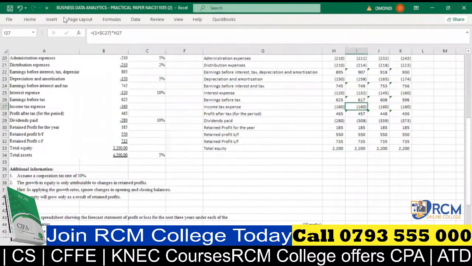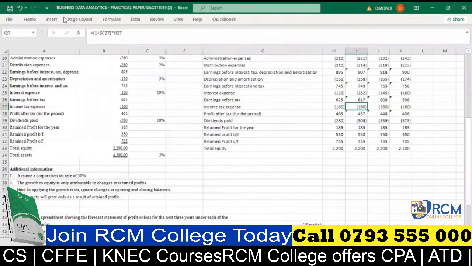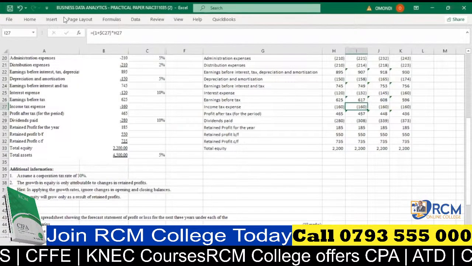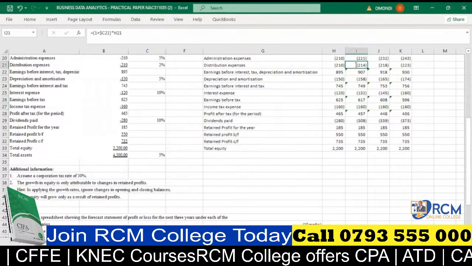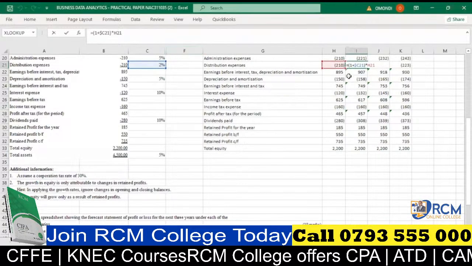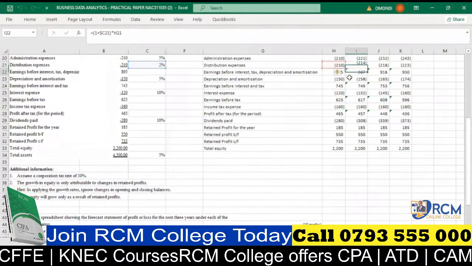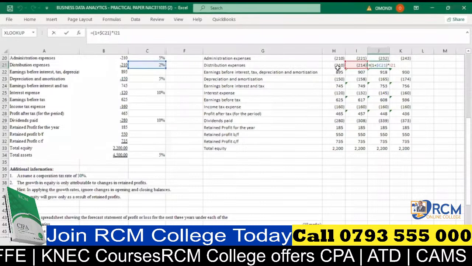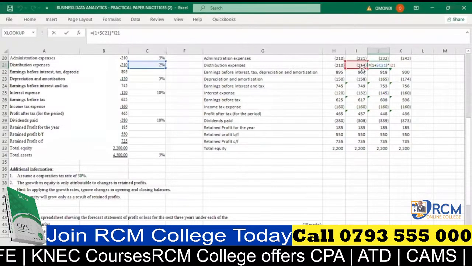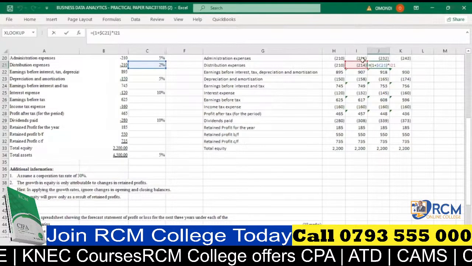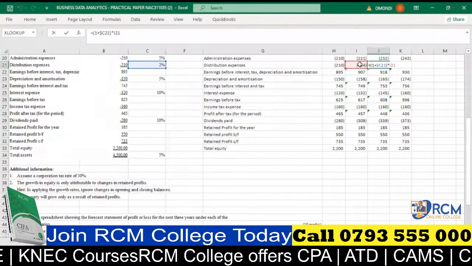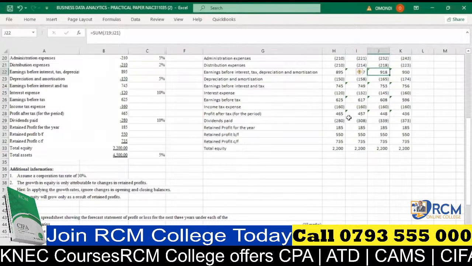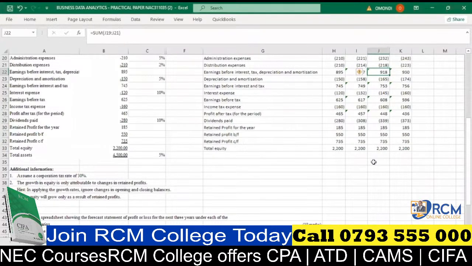Why am I getting the same figure in the distribution cost for all the 3 years? Distribution costs. Look at what we have done for 2023. Then 2024, it now changes to refer to this one here. So it means you locked everything. Maybe you locked this one here. Check how you applied the dollar sign. It might be the source of the problem there.